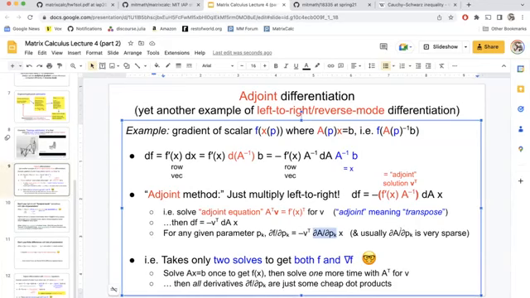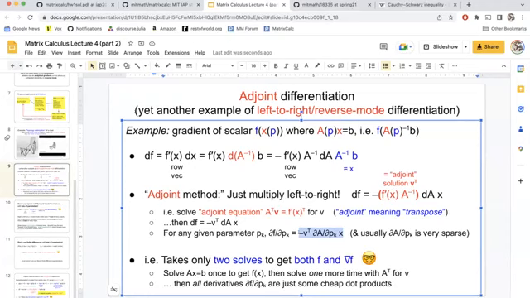So if I have 1,000,000 parameters, I just take 1,000,000 dot products. I only solve two systems of equations, which is the expensive part. This is solving my big structural mechanics equation or whatever it is. And I solve it twice, right? And then I just take a bunch of dot products.